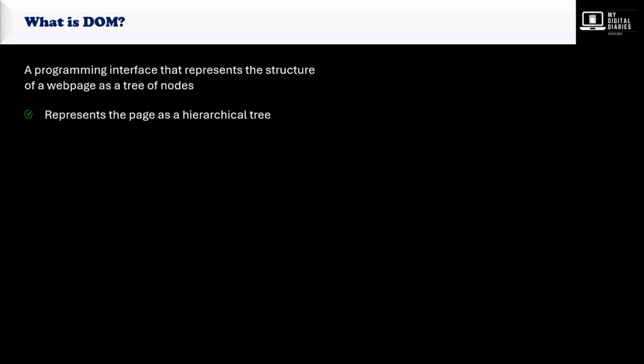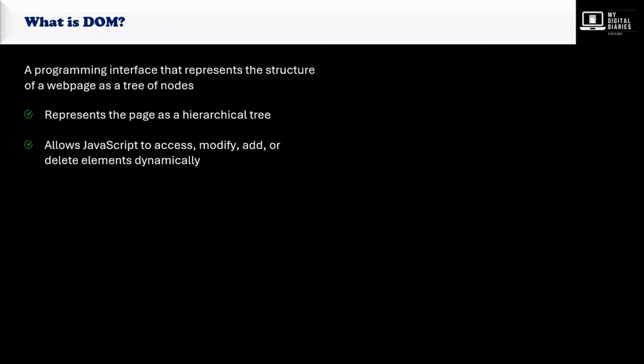The most important concept to understand is that DOM represents the page as a hierarchical tree. It means it is organized just like a family tree. At the top, we may have the root element like HTML. Inside HTML, we might have a body. Inside the body, we may have an H1 tag and a P tag. So this parent-child relationship is exactly how the browser understands your web page.